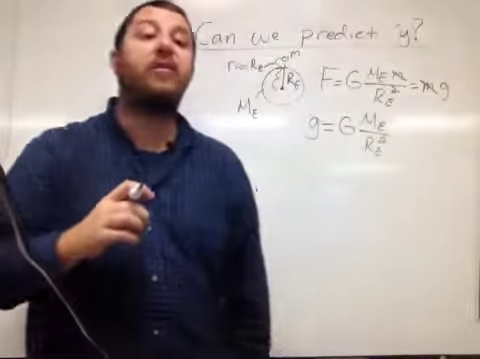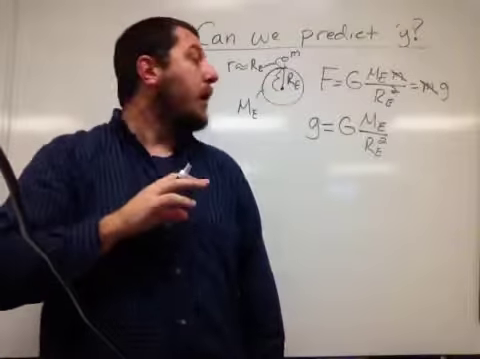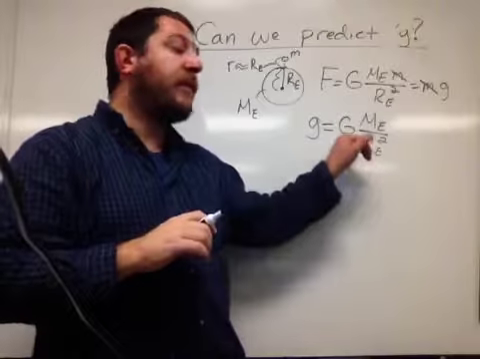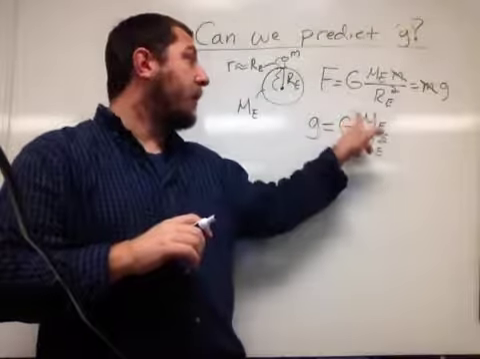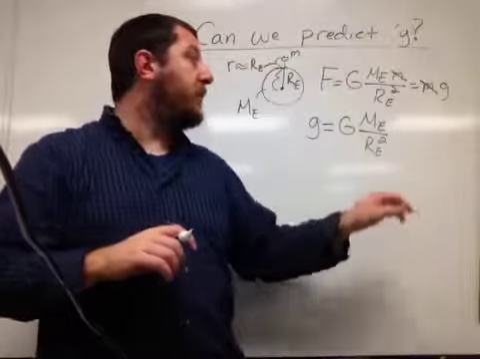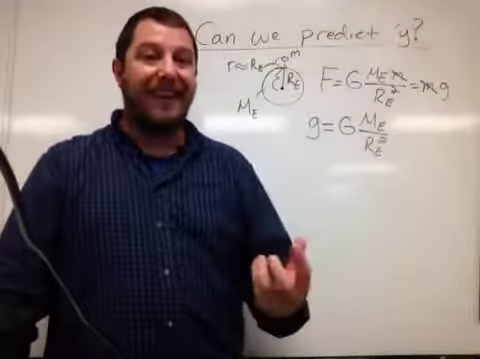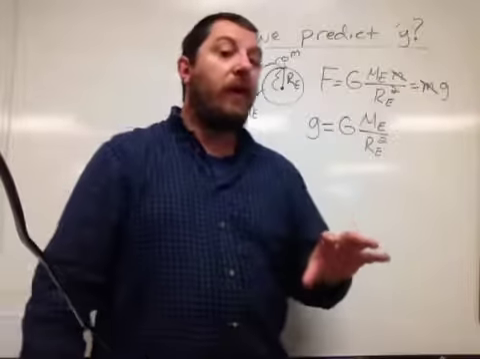Now, the reason this is one of the greatest triumphs of Newtonian gravity is that once we were able to determine values for G, the mass of the Earth and the radius of the Earth, this equation should predict the value that we observe, and it does.